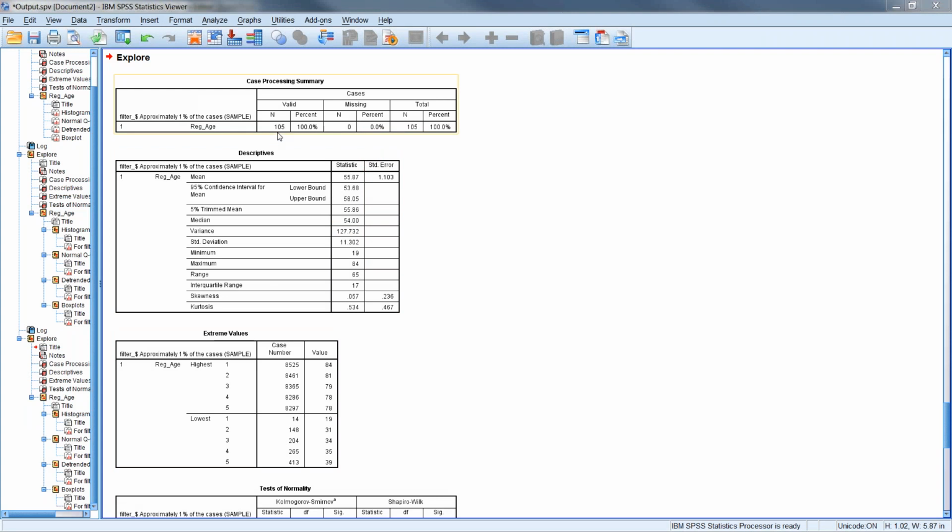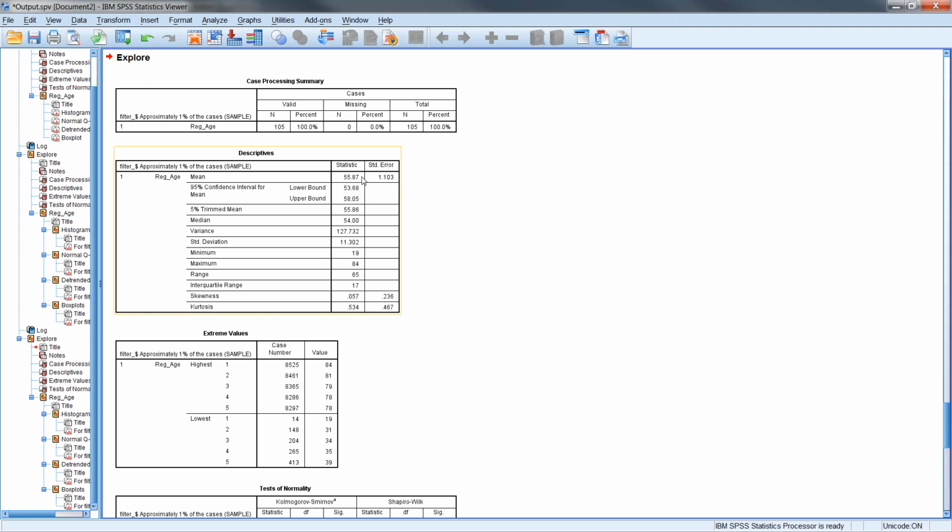Okay, so now we have 105 that we pulled out of that 10,000 or so, 9,500 or so, right? So now we have 105. We estimated the mean to be 55.87. Our standard error is bigger now, 1.10, because we don't have as big of a sample. So we're going to be a little bit larger on our standard error, which just means our confidence interval is going to be more spread out.